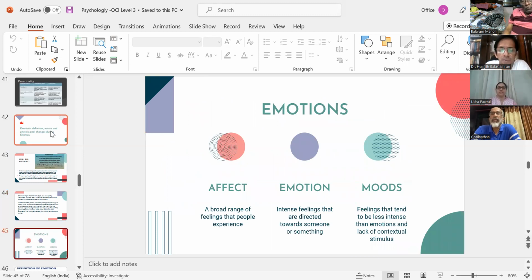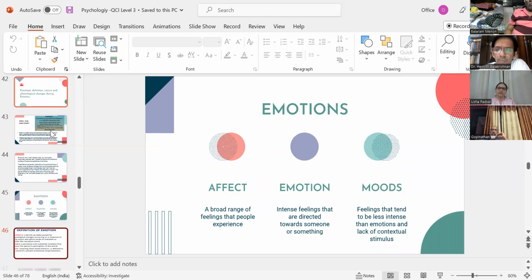What happens in emotions? What happens at the affect? A broad range of feelings that people experience is the first level. After that, intense feelings that are directed towards someone or something. The third one, based on that emotion, are feelings that tend to be less intense than emotions and lack a contextual stimulus. So it starts as an affect, it shows some feelings and the effect of it.